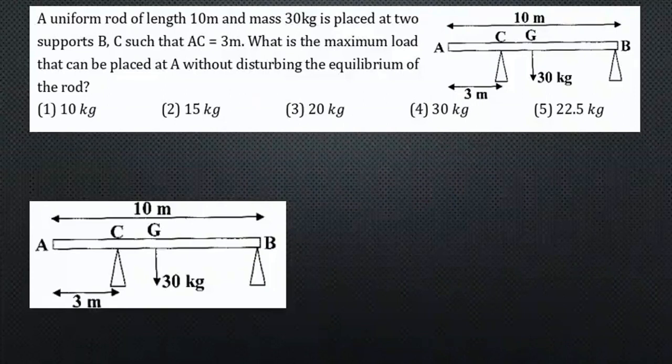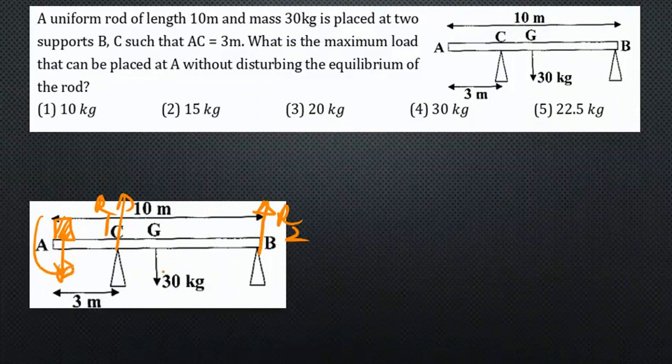Right, let's get into the question now. Initially we have to consider one thing. There's a reaction force R1 from C and another reaction force R2 from B. When we put a maximum weight here, there's an anti-clockwise torque downwards in this direction, and there's a clockwise torque from this 30 kilogram weight.